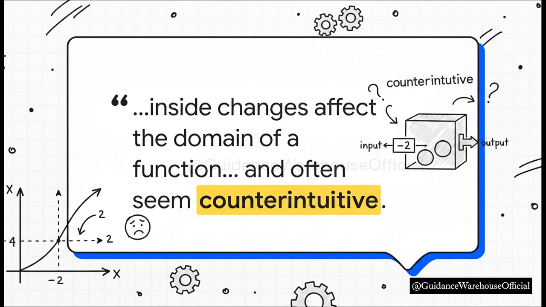The reason is that an inside change requires the input to be 2 units smaller just to achieve the exact same baseline output we had before. Because the function is doing the addition for you before it even processes the number, you have to feed it a smaller number to get the same result. It is completely counterintuitive, but once it clicks, it's a real game changer.